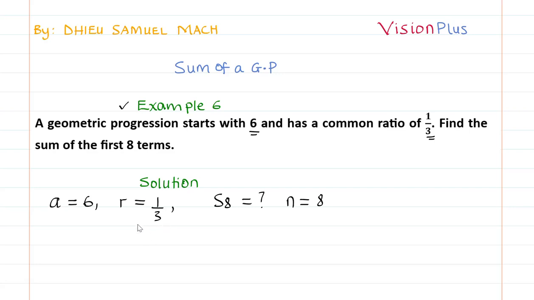So from here, R is 1/3, and clearly 1/3 is 0.3333 recurring, and this value is less than 1. It is 0.3. It is less than 1. So clearly our R is less than 1. Which formula are we going to use?